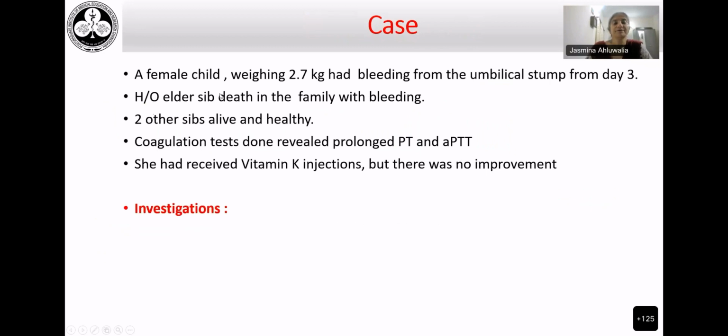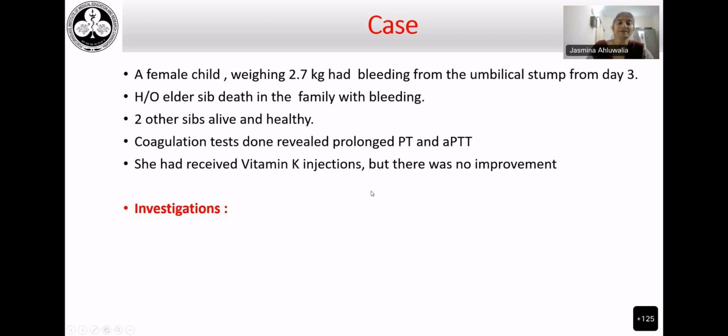A female child was brought to our hospital with history of bleeding from the umbilical stump on day 3. There was a history of an elder sibling death in the family with bleeding, but the cause could not be worked up. There were 2 other sibs who were alive and healthy, and she was being investigated in a nursing home where the clotting test revealed a prolonged PT and APTT. So very obviously the neonatologist over there gave an injection of vitamin K, but there was no improvement. So a bleeding disorder was suspected, and she was sent to our institute.